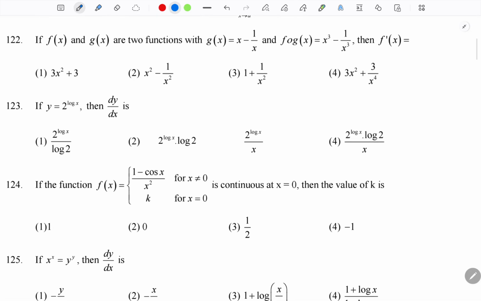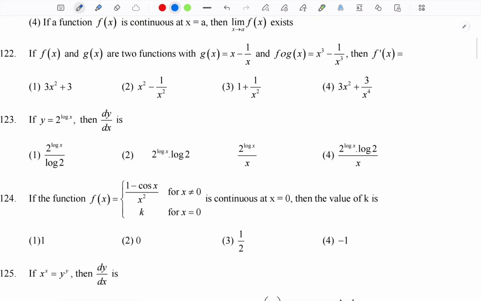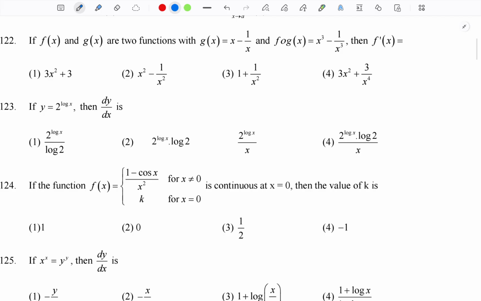If f(x) and g(x) are two functions with g(x) equal to x minus 1 by x, and it's a composition, f circle g(x) equal to x cube minus 1 by x cube. See, whenever I observe this question, in the composition they gave, it looks like a cube minus b cube, right? It is in the form of a cube minus b cube, with a as x and b as 1 by x. It is my observation.